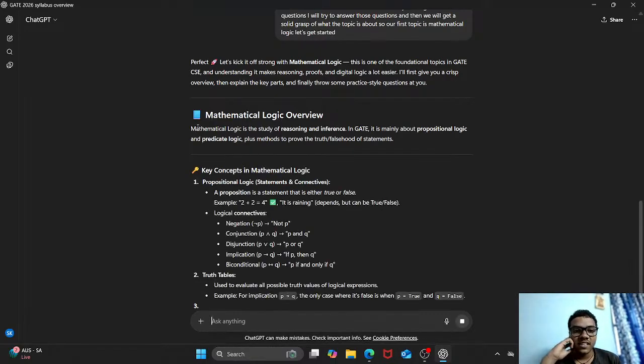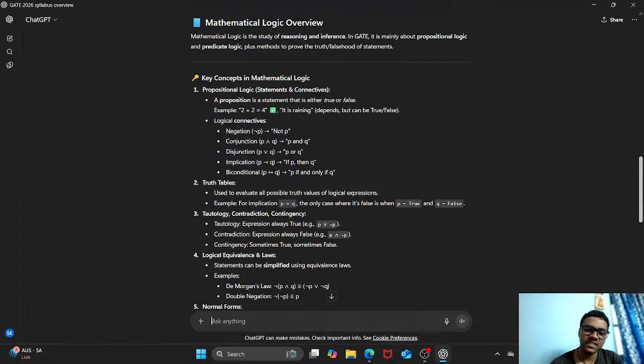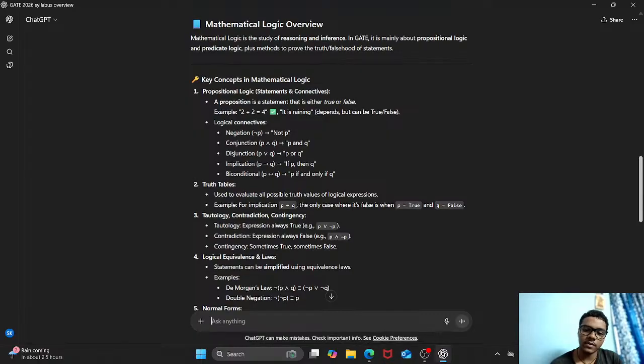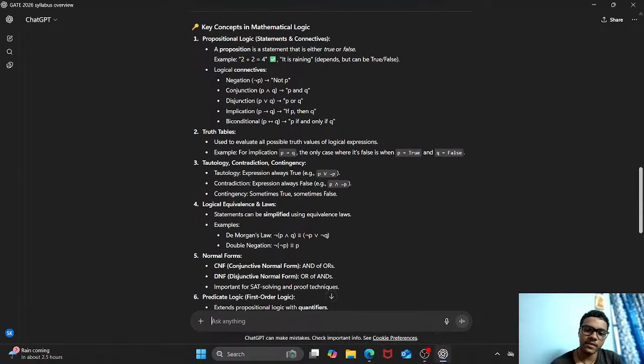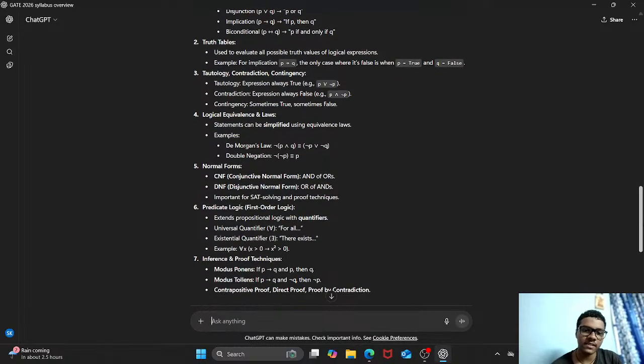All right, mathematical logic is the study of reasoning and inference. In GATE, it is mostly about propositional logic and predicate logic, plus methods to prove truth or falsehood of statements. Propositional logic: a proposition is a statement that is either true or false. Logical connectives: negation, conjunction, disjunction, implication, biconditional. We use truth tables to evaluate all possible truth values of a given logical expression. P implies Q: the only case where it is false is when P is true and Q is false. Tautology, contradiction, contingency. An expression that is always true is called a tautology. An expression that is always false is called a contradiction. Sometimes true, sometimes false is known as contingency.